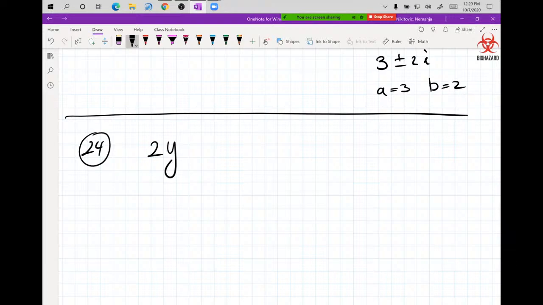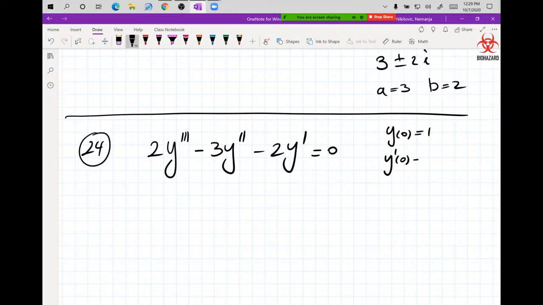2y triple prime minus 3y double prime minus 2y prime equals 0, with initial conditions y of 0 is 1, y prime of 0 is negative 1, and y double prime of 0 is 3. There we go. All right.